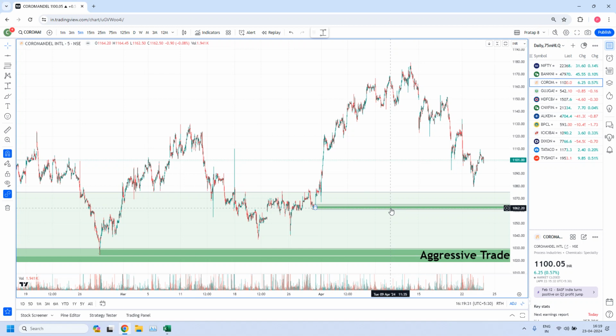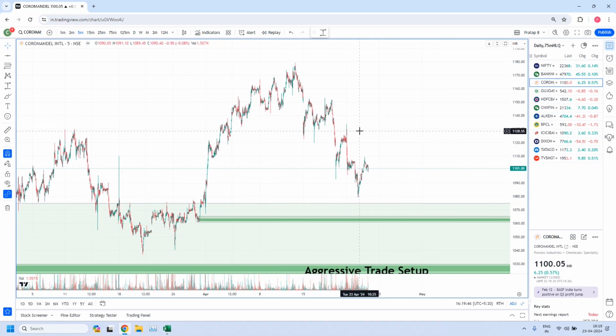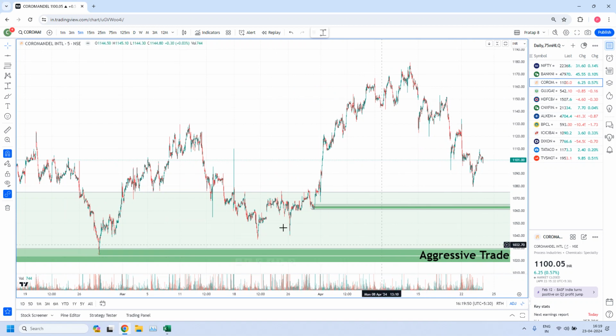See, in every example, you will not cover all the scenarios. In this example, there is one scenario. But in our training session, we have to discuss all the scenarios. So this is about Coromandel. We didn't get a trade, but we have a very good learning from the stock.